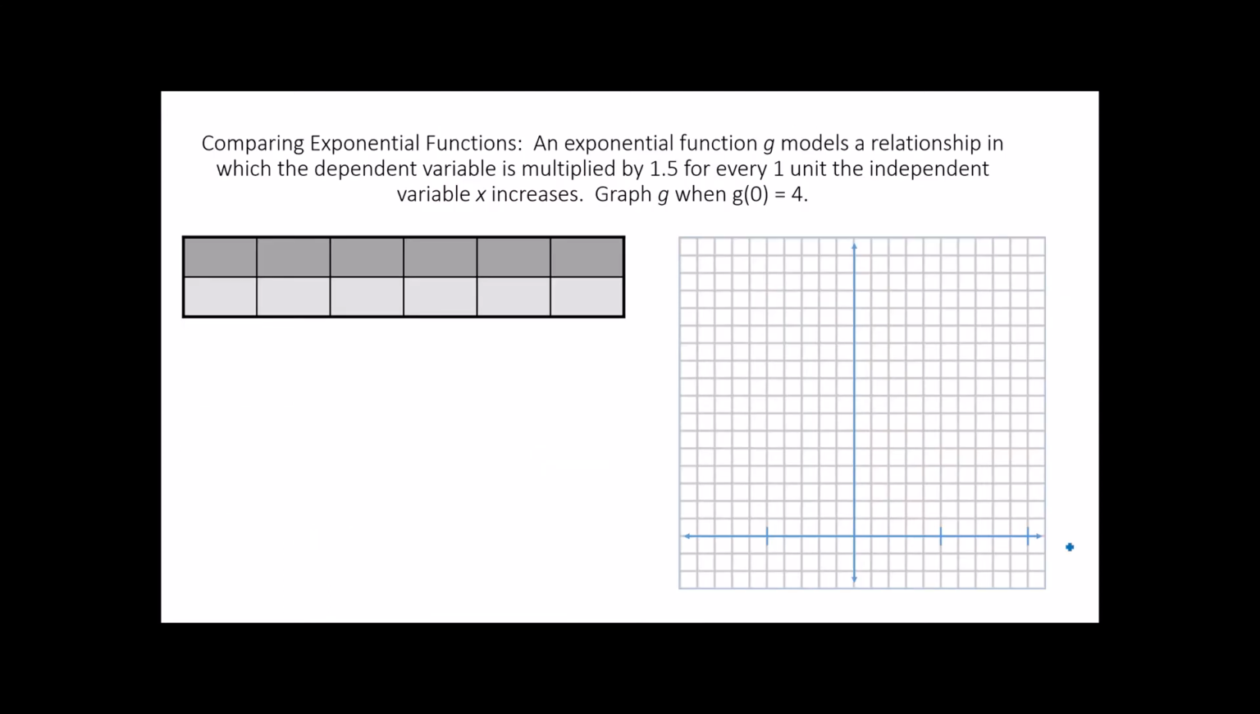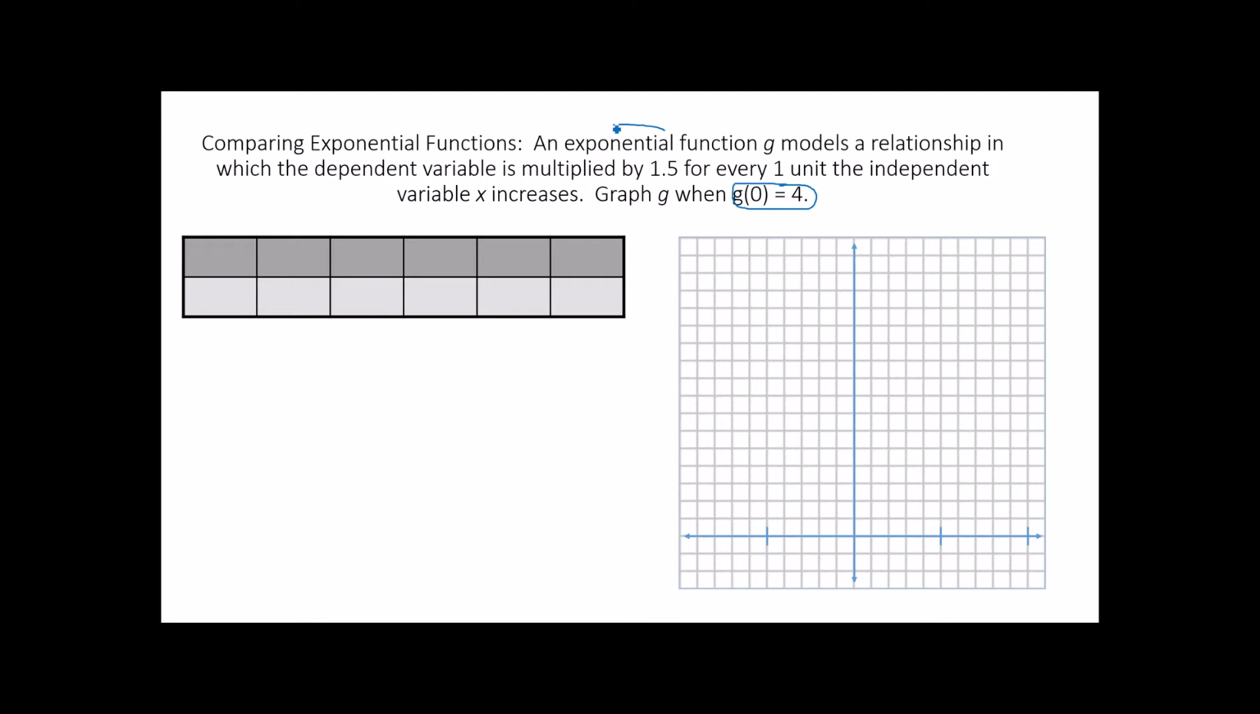Let's look at a few of these. An exponential function g models a relationship in which the dependent variable is multiplied by 1.5 for every 1 unit the independent variable x increases. Graph g when g sub 0, or g of 0, is 4.